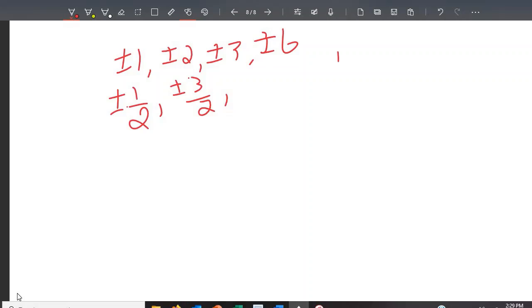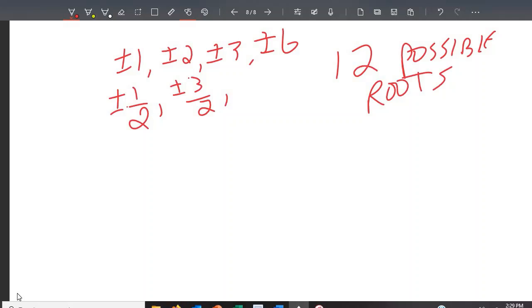Now, notice I got 12 possible roots. It is possible none of those work. I'm going to show you where they work, but we have to be able to create this list.